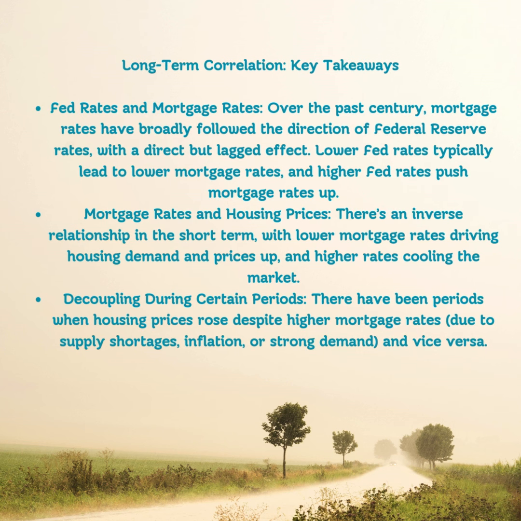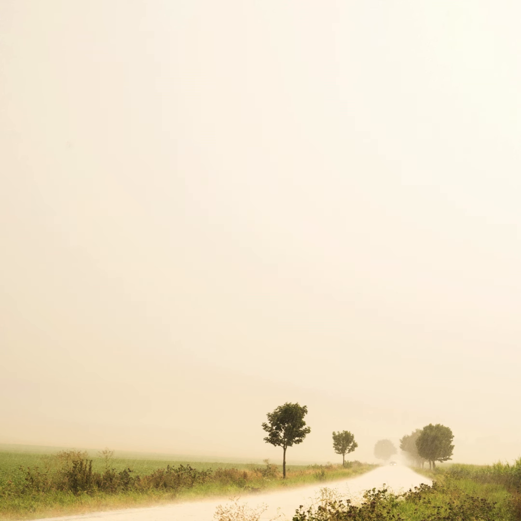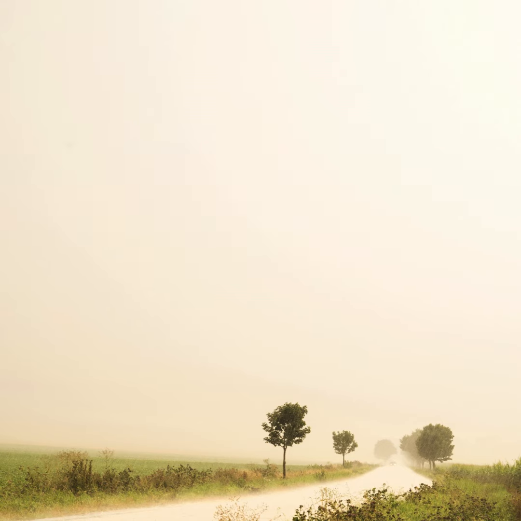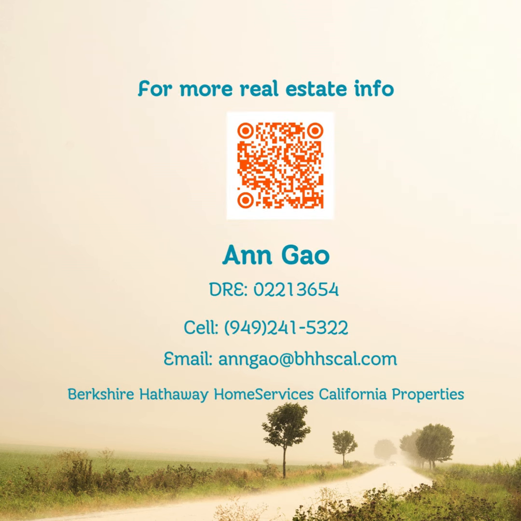Key takeaways. Fed rates and mortgage rates. Mortgage rates follow Fed rate changes with a lag. Mortgage rates and housing prices. Lower mortgage rates generally drive prices up, while higher rates cool the market. Decoupling. Housing prices can rise despite higher mortgage rates due to factors like supply shortages and inflation. In conclusion, while Fed rates, mortgage rates, and housing prices are strongly correlated, other factors like supply and demand and government policies play crucial roles in the housing market.